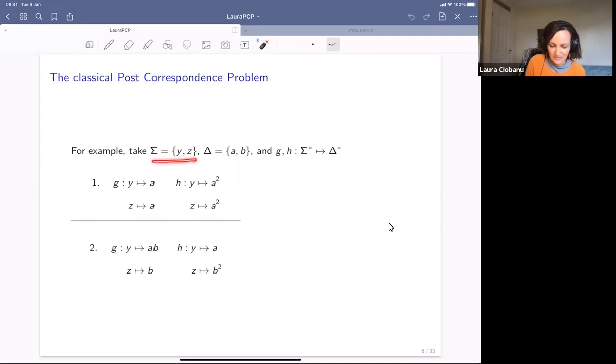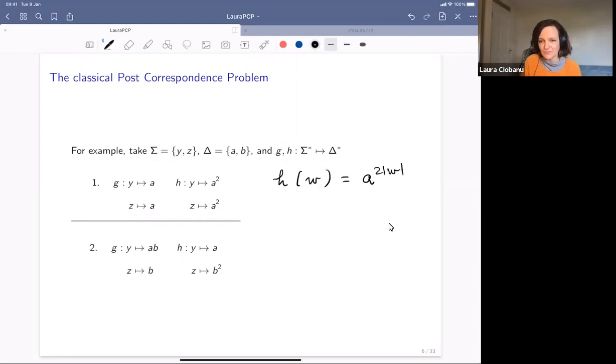So take two alphabets, sigma and delta, just two letters each, and take two maps. This is one map G, this is the other map H. Let's see what happens about the equalizer. Note that if you take any word W in the letters Y, Z, what do you get? You really get A's. For every letter in W, that's going to be a Y or a Z, it gets mapped to A squared. So what you get is a lot of A's, but how many? Well, it's twice the length of W, right?